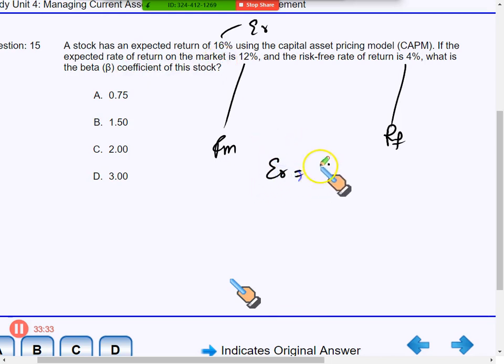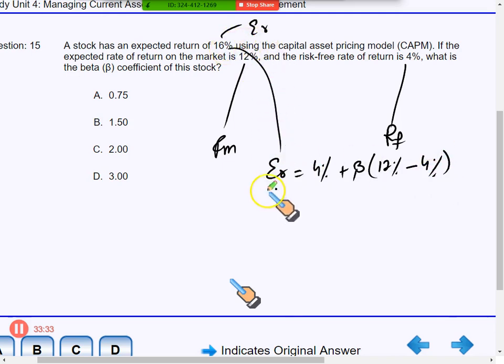We know that ER is equal to risk-free rate, that is 4%, plus beta, which we do not know, times return on the market 12% minus risk-free rate 4%. ER is already given, 16. You can plug 16 here. So 16 is equal to 4% plus beta times 12 minus 4, which is 8%. So 16 minus 4 is 12%.